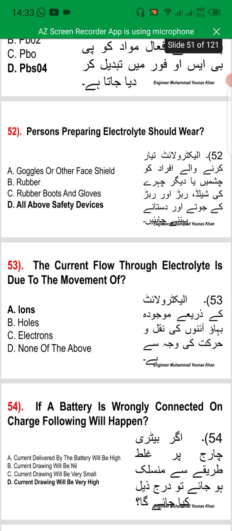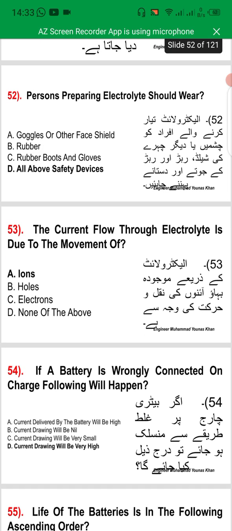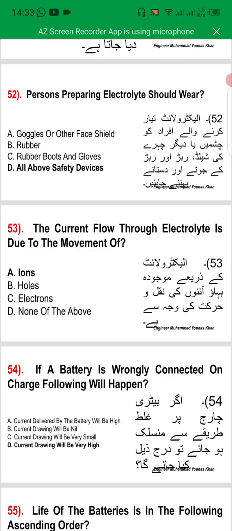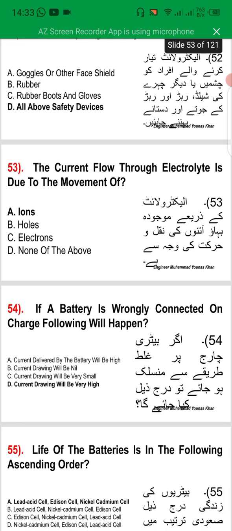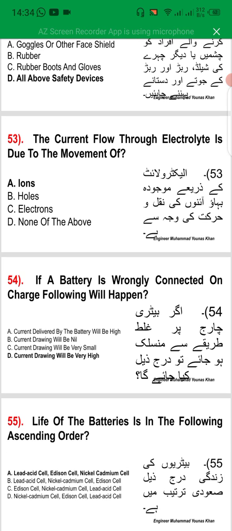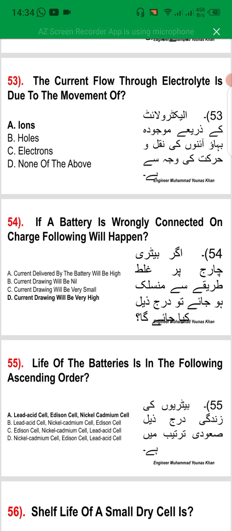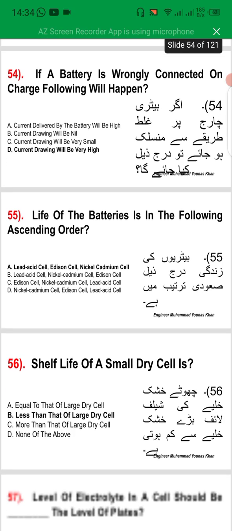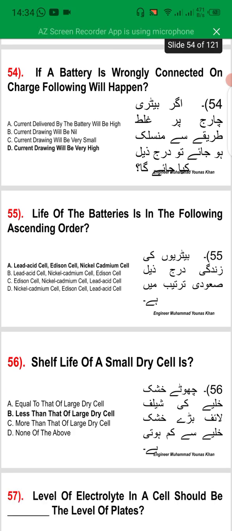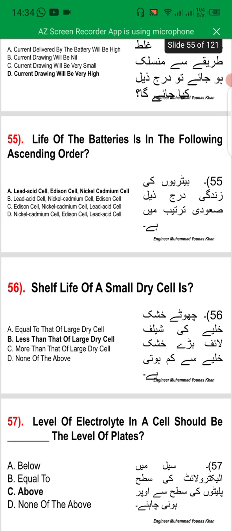PbSO4. A person preparing electrolyte should wear goggles or other face shield, rubber boots and gloves, or all above safety devices. The current flow through electrolyte is due to the movement of ions. If a battery is wrongly connected on charge, the following will happen: current drawing will be high.